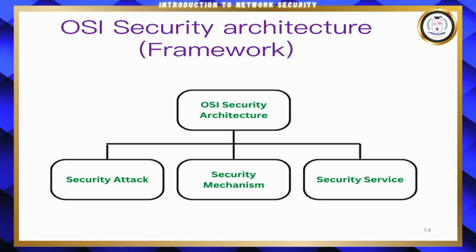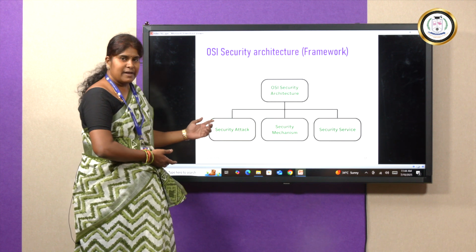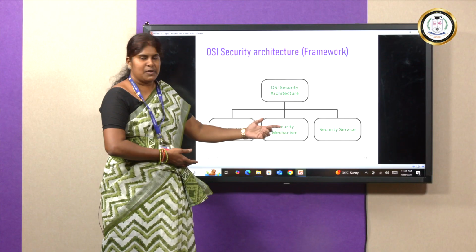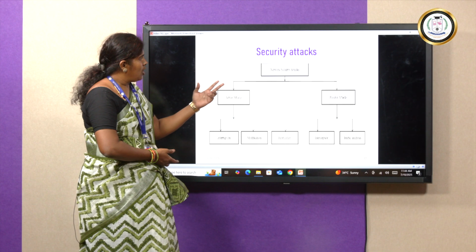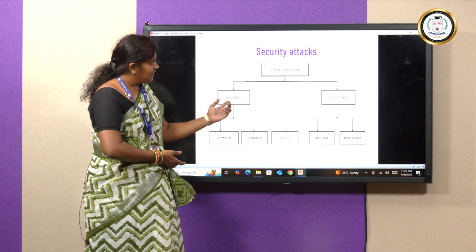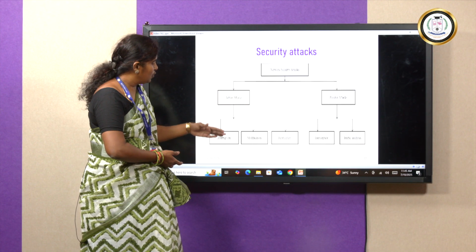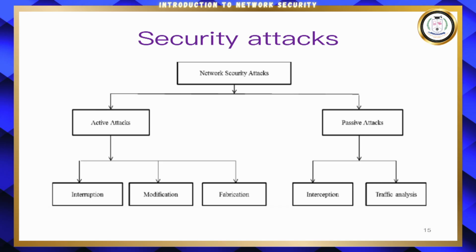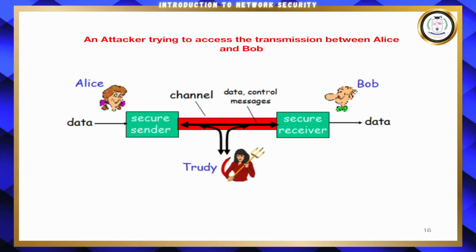So whenever you want to implement a network security principle, you have to follow a framework. The framework is nothing but an OSI security architecture. It offers three principles. One is security attack, security mechanism, security services. So we'll see the attacks. So attack is nothing but a threat or danger to your communication channel. Okay. So normally in a network you have two types of attacks: active attacks, passive attacks. So active attacks means this is further classified into interruption, modification, fabrication, and similarly a passive can be further classified into interception and traffic analysis. So let's see the attacks one by one.